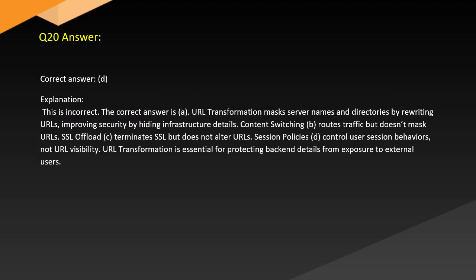Answer. Correct answer, D. Explanation. This is incorrect. The correct answer is A. URL transformation masks server names and directories by rewriting URLs, improving security by hiding infrastructure details. Content switching, B, routes traffic but doesn't mask URLs. SSL offload, C, terminates SSL but does not alter URLs. Session policies, D, control user session behaviors. URL transformation is essential for protecting backend details from exposure to external users.